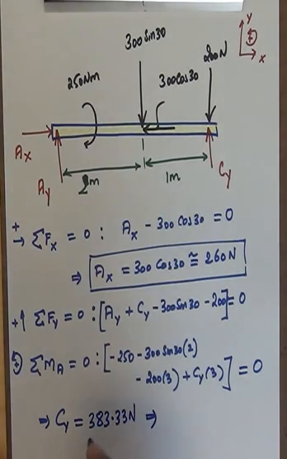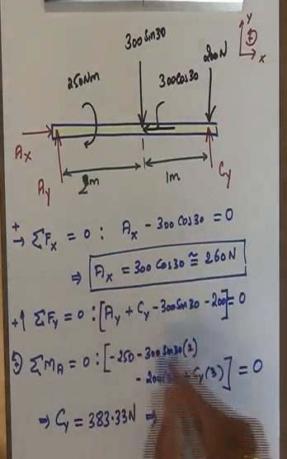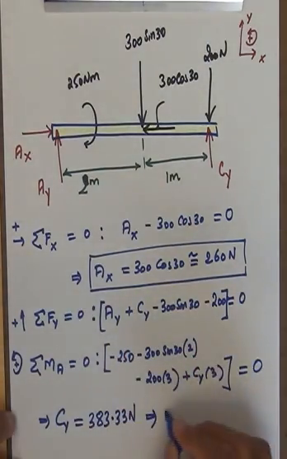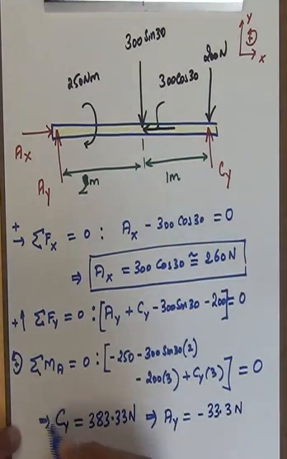And so once I find Cy, I can go back, use the summation of forces in the y direction, and I can find Ay. And Ay will end up being minus 33.3 newtons.